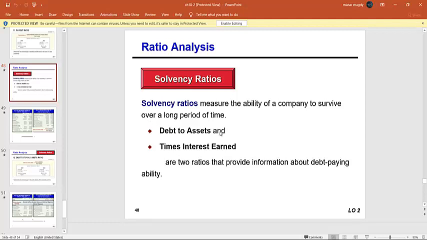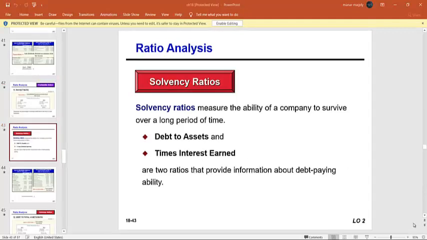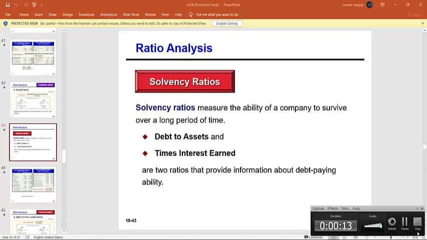فهم two ratios, debt to asset ratio with times interest earned. However, at this point of time, you're not asked to calculate the times interest earned, so we're going to focus only on debt to assets ratio. Let's start it.